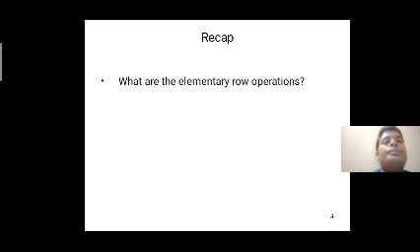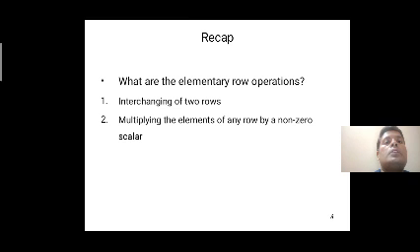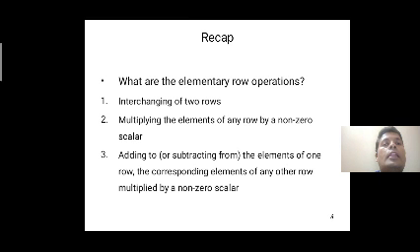Recap. What are the elementary row operations? Interchanging of two rows, multiplying the elements of any row by a non-zero scalar, adding to or subtracting from the elements of one row the corresponding elements of any other row multiplied by a non-zero scalar.